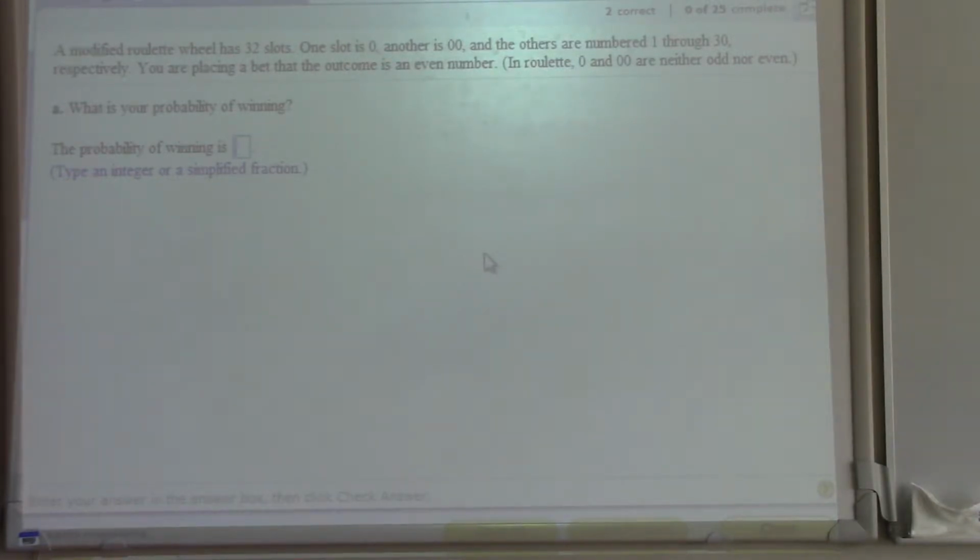But anyway, a modified roulette wheel has 32 slots. One slot is 0, the other is 00, and the others are numbered 1 through 30. You are placing a bet that the outcome is a what? Even number.